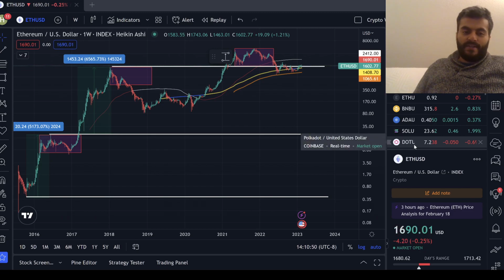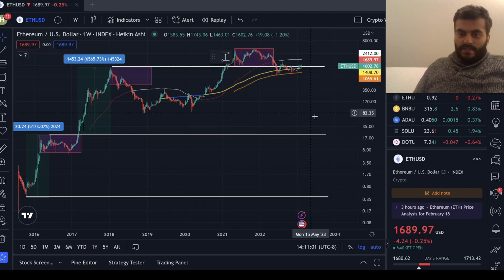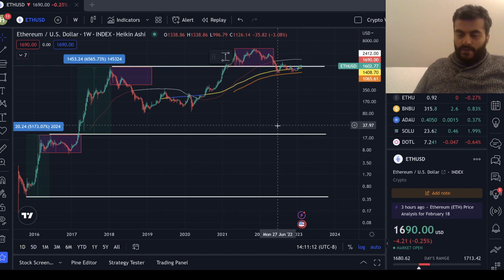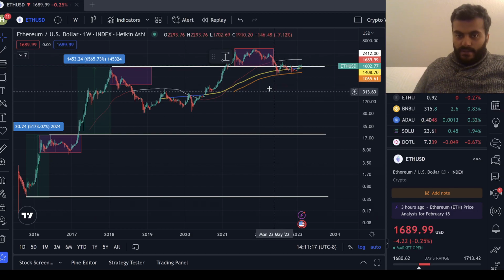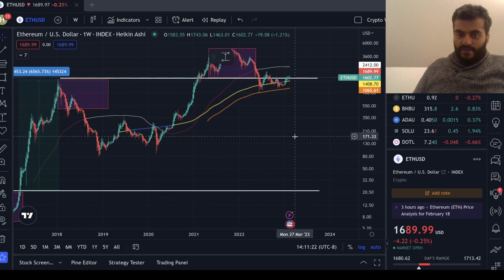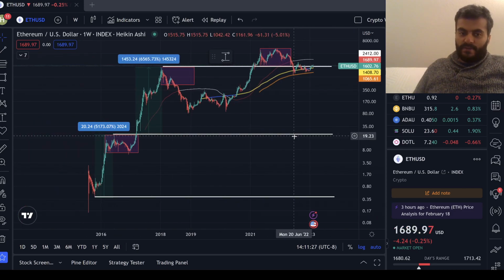As you can see from the right hand corner of your screen, the price of Ethereum is coming in at almost $1,700. To be precise, it's $1,690. Whereas you can see on the three lines, the topmost line, which is the 100-week simple moving average for Ethereum, is at $2,412. The 200-week average for Ethereum is $1,400, and the 300-week is at $1,065.